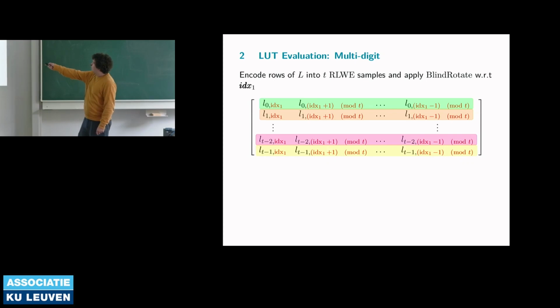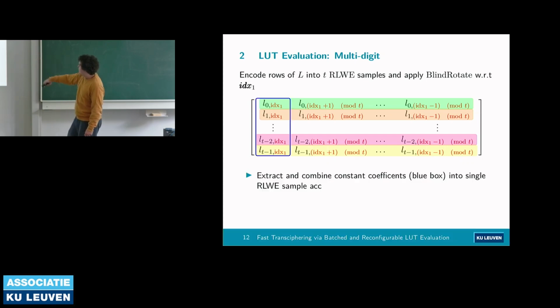So we'll encode the rows of this matrix into ring LWE samples and apply the blind rotation, and this is also illustrated here. So basically what will happen is that the 0 column will then consist of the rotated values. So this is then fully dependent on the first index. So what we can do is extract these constant coefficients of the resulting ring LWE samples and pack them again into a single ring LWE sample.